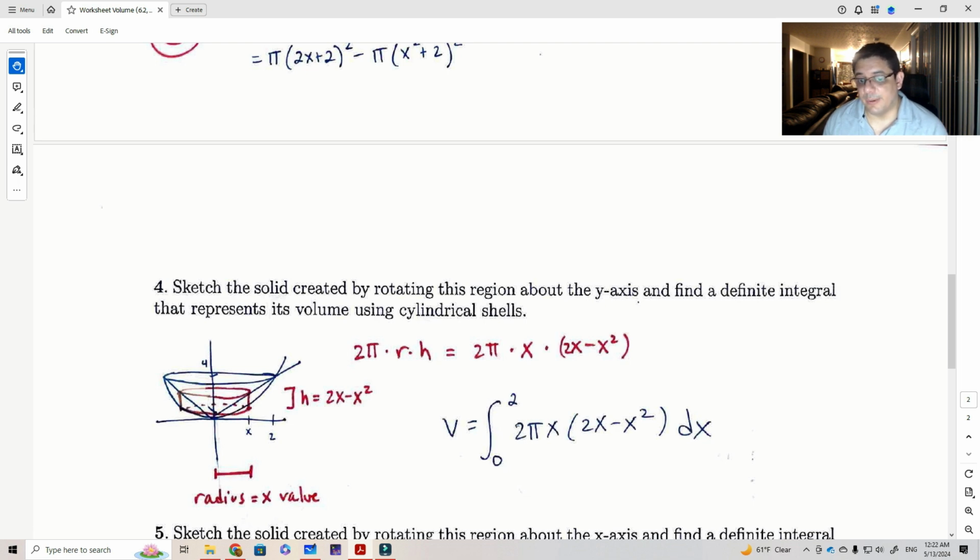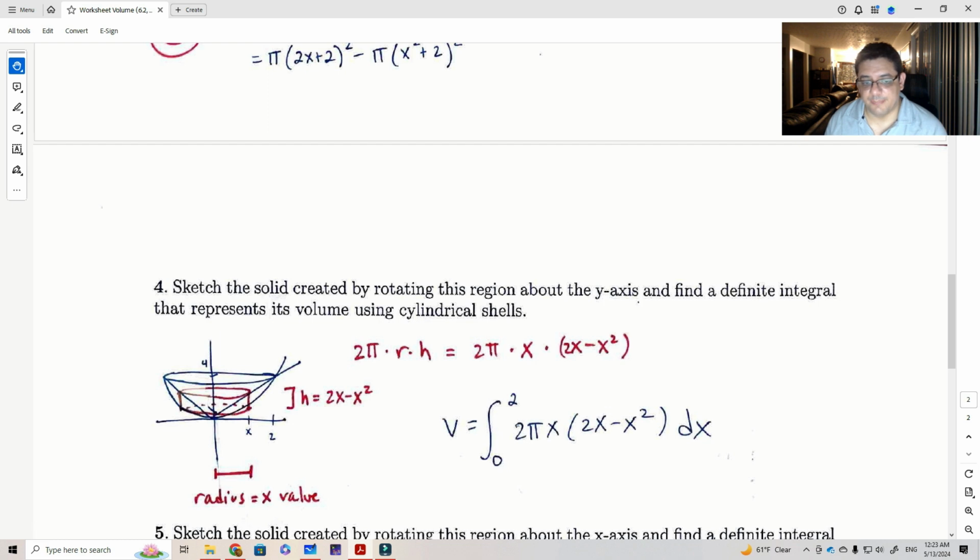So we have that the 2 pi r h, the volume of the cylinder here, is 2 pi x, and then we have the outer, which in this case is 2x, minus the inner, which is x squared. Notice that we're still going in the order of priority of who's on top and who's on the bottom. Since we're considering everything in terms of x, this is 2x minus x squared, and that defines the height of the cylinder here.